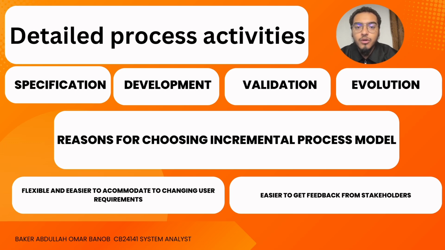First of all, we are going to talk about the detailed process activities for the Shopee website. The process activities are divided into 4 parts, which are specification, development, validation, and evolution. First, we gather and document the stakeholders' requirements, whether functional or non-functional, and transform them from user requirements to system requirements. Then we move on to development, where we will design the Shopee website and implement the stakeholders' requirements on the website. And we will independently test the Shopee website and present it to the stakeholders to gain their validation.